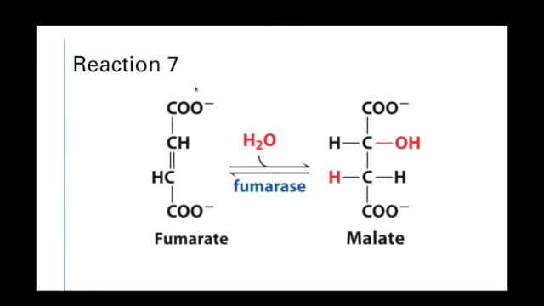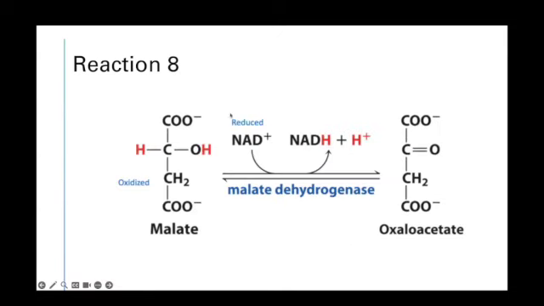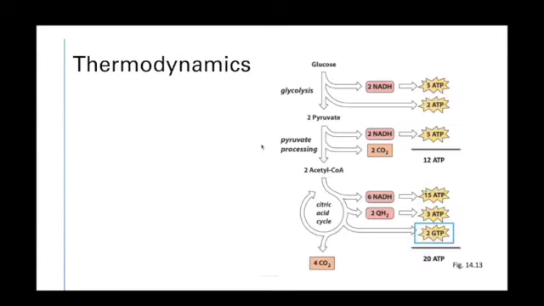Reaction number 7 is catalyzed by fumarase. It's a hydration reaction to form malate. This is the last precursor before we regenerate our oxaloacetate, which is catalyzed by malate dehydrogenase. It reduces another molecule of NAD+ to NADH, and we get our final molecule of oxaloacetate, so we can start over another round of the citric acid cycle.